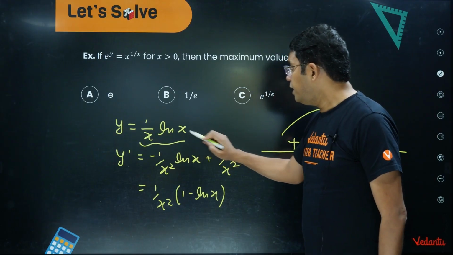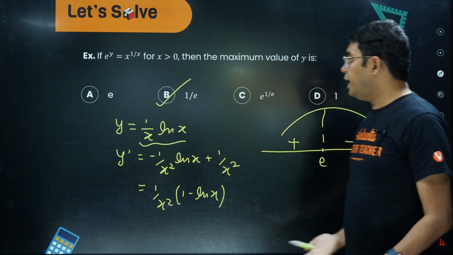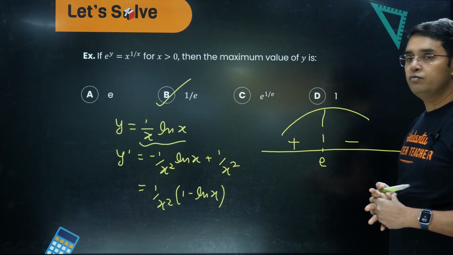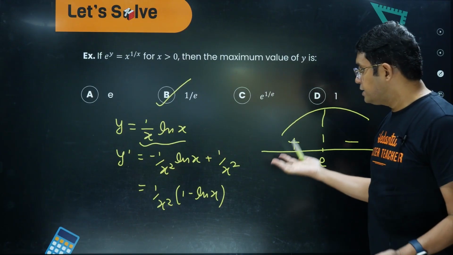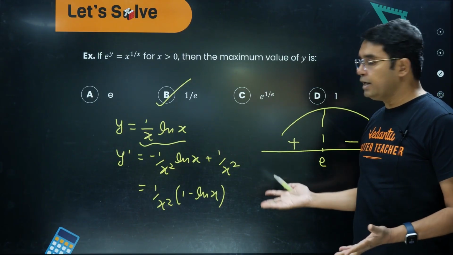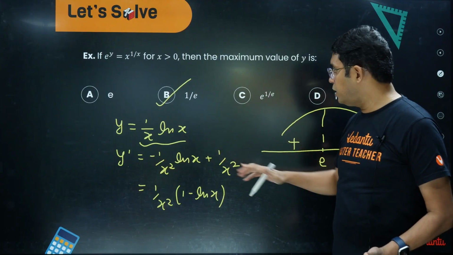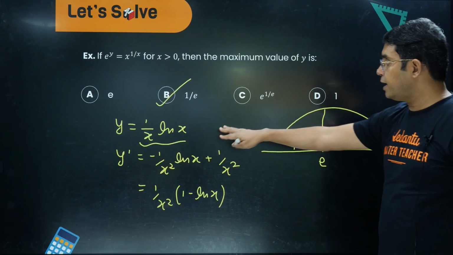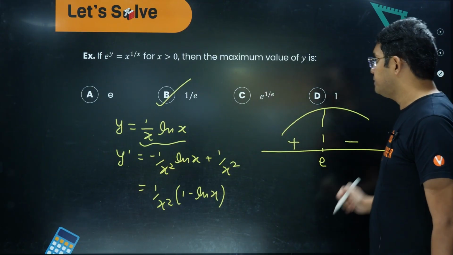And if we put it here, we get 1/e, since ln e is 1. So the answer of this question will be 1/e. Very simple question, simple differentiation. And it has to be done this way because you cannot comment on the point of local maxima or minima directly without doing differentiation.